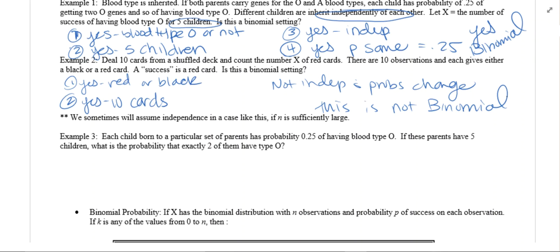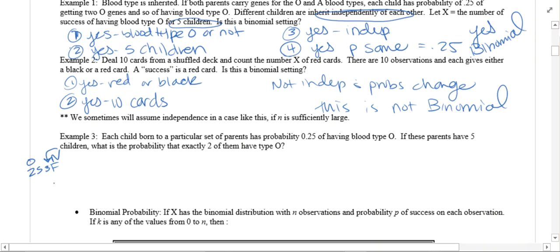Okay, number 3. Each child born to a particular set of parents has a probability of 0.25 of having blood type O. If these parents have 5 children, what's the probability that exactly 2 of them have blood type O? Okay, so blood type O, 2 of the 5. So basically we want 2 successes and 3 failures. Over on the side, I'm going to show you. We want 2 successes and 3 failures. If success is blood type O, I'm going to say the failure is N, not O.